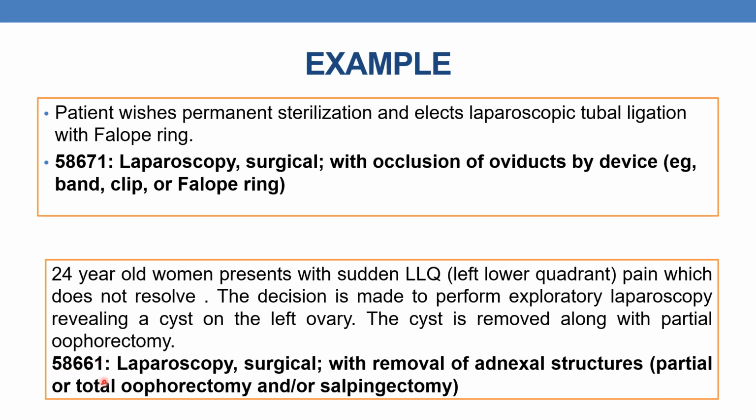So the CPT is 58661, laparoscopy surgical with the removal of adnexal structures, for example, partial or total oophorectomy and or salpingectomy. Here, partial oophorectomy is performed, and as we have discussed earlier, diagnostic laparoscopy is included in the surgical laparoscopy. This code includes diagnostic laparoscopy. That is, here the laparoscopy is performed for exploratory purpose. That is included in the CPT 58661.